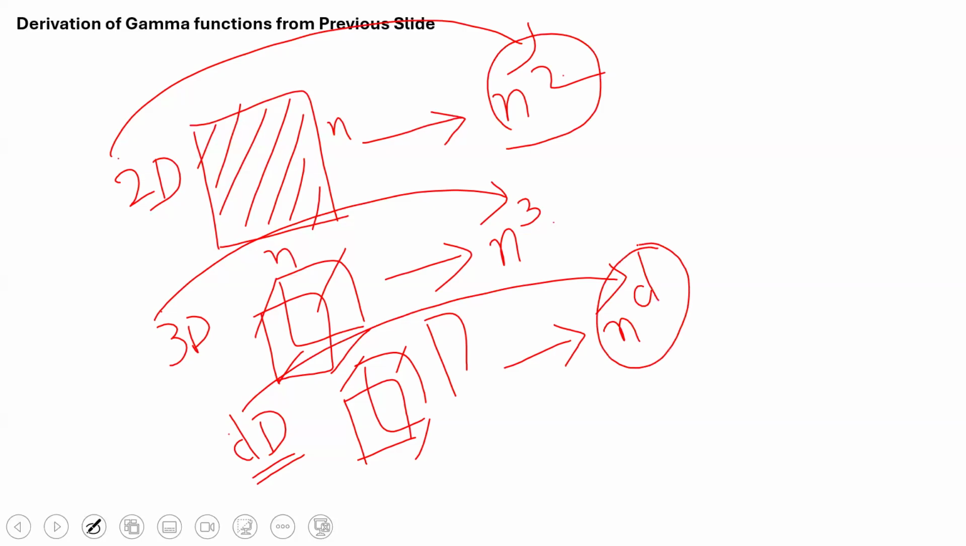If it is a unit hypercube, what is the volume of it? It is 1, because n is equal to 1, which implies 1 to the power of d, which is equal to 1. So the volume of a unit hypercube is always equal to 1.